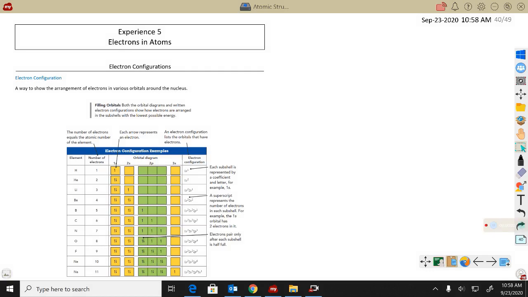Welcome to Experience 5. This is the end of the unit. So we've been talking about orbitals, and it's a really abstract concept. To try to picture electrons alone is hard, but now we're picturing them as existing in these little bubbly regions around the nucleus where they have a high probability of being found, and these regions have different shapes and sizes and energy levels. It's kind of a lot.